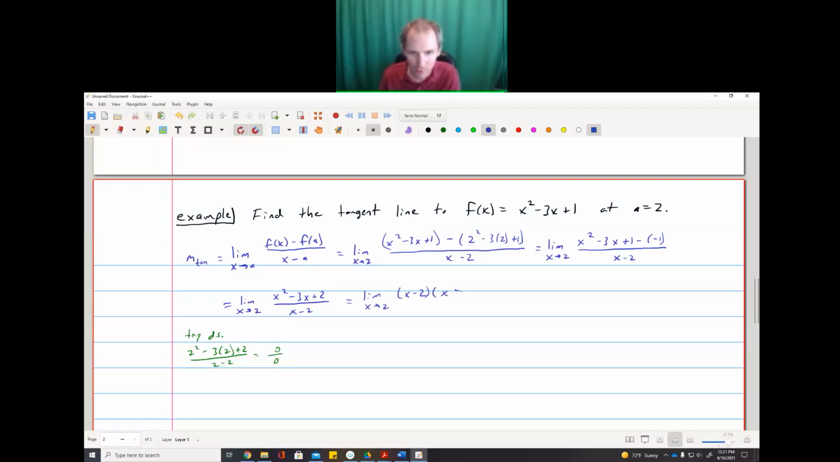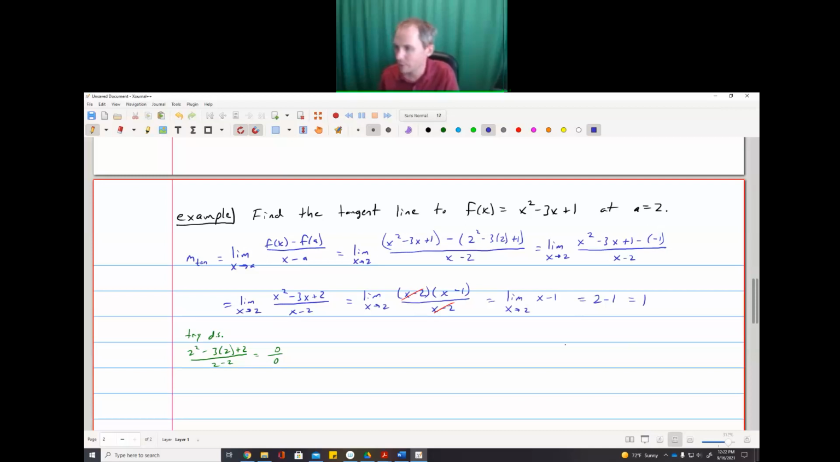Okay, so then x minus 1 must be the other factor, because to multiply and get x squared, I have to take x times x. To multiply and get a positive 2, I need a negative 2 and a negative 1. Okay, so then my x minus 2's cancel. So I'm just left with the limit as x approaches 2 of x minus 1. And now when I do direct substitution, I get 1. So that's the slope of our tangent line.